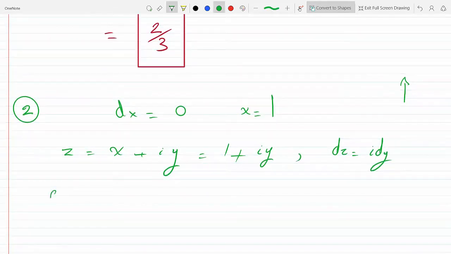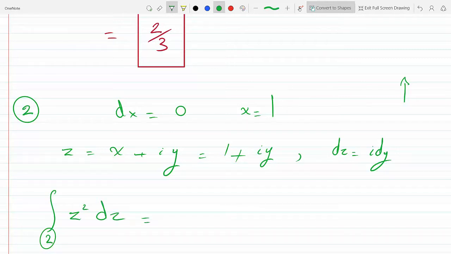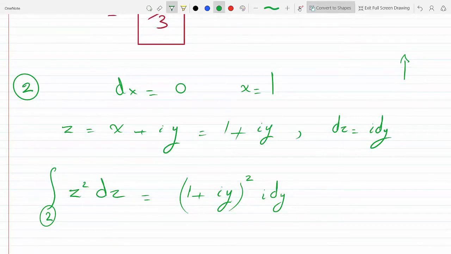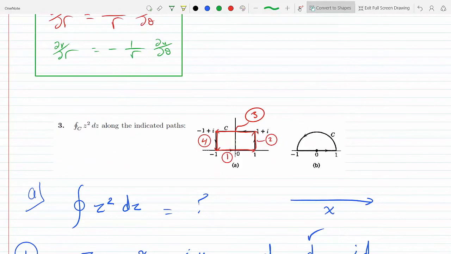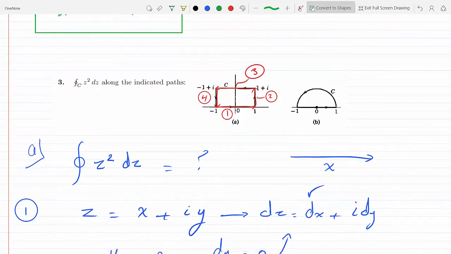And now we can just plug it in. So we're going to integrate on path number 2, z squared dz. Okay, so z squared will be (1 plus iy) squared. And then dz is i dy. And we are integrating. This is a dy integral. Where is y going? If you look in the figure, y is going from 0 to 1, because y is varying from 0 to 1. Remember, i is the complex part of this.